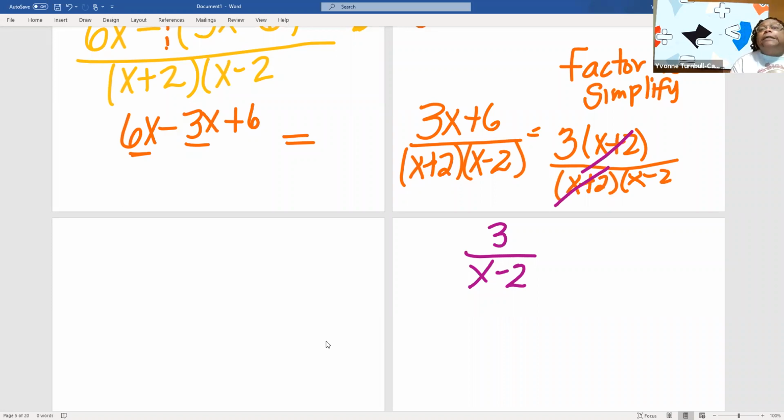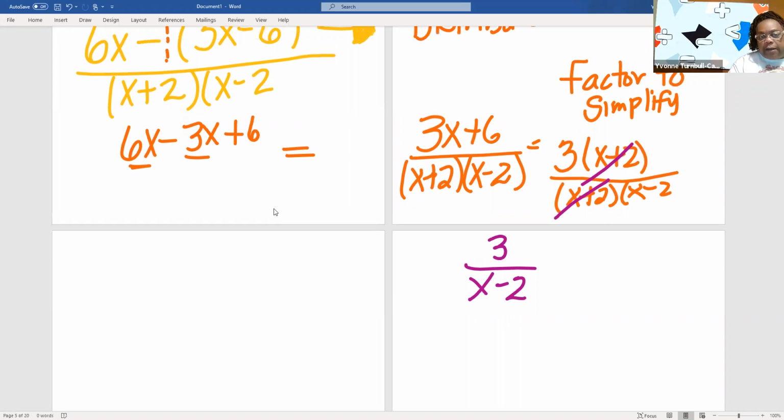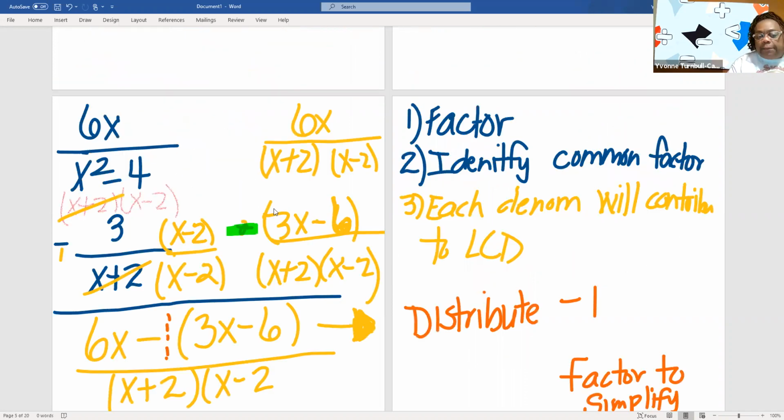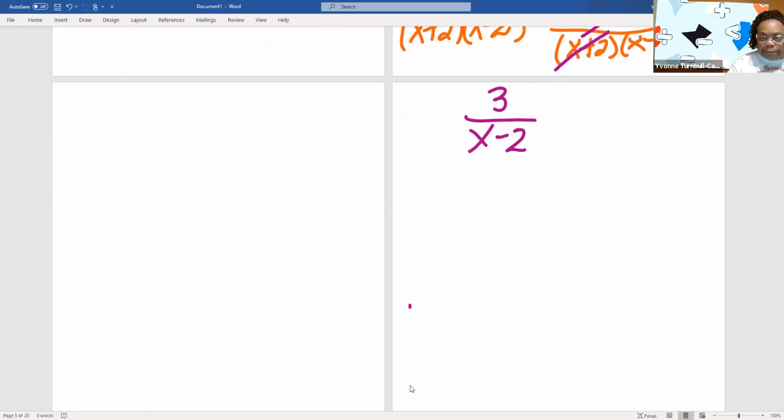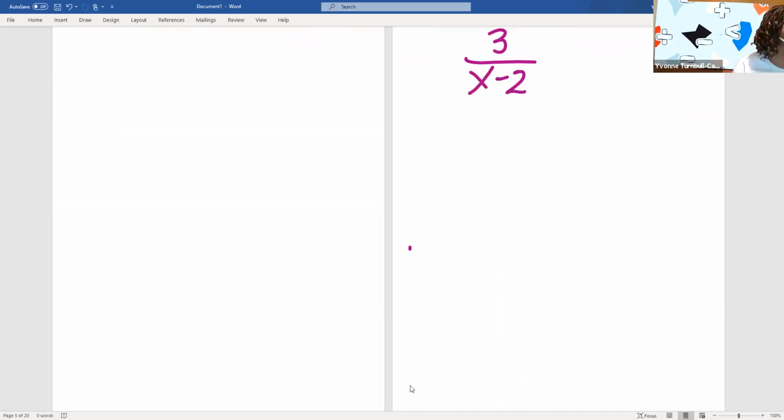So that was a handful. But guess what? They get a little bit more complicated, but the process is the same. So we started with what's in blue, and we went through this whole process, and I gave you little tidbits step by step, and our final result is 3 over x minus 2. All righty then, good job.